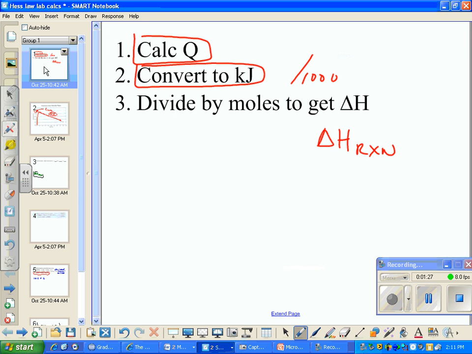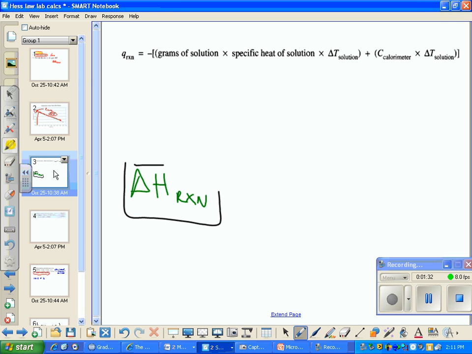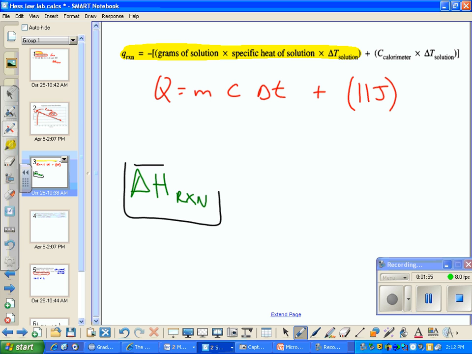First thing we have to do is calculate Q. How are we going to calculate Q? We're going to use this equation right here. This is the normal thermochemistry equation we're used to, which is Q equals m c delta T. We also add on a little bit for the calorimeter, because the calorimeter, the coffee cup, absorbs heat. It actually absorbs 11 joules for every degree that your solution's temperature changed.